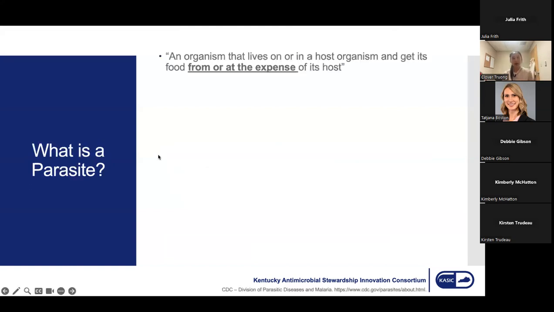With that, let's go over again the definition. What is a parasite? By definition, a parasite is an organism that lives on or in a host organism and gets its food from or at the expense of its host. So basically, it's more like a one-way relationship where the host, for example a human, will not really get any benefit from a parasite, but the parasite will get the food and the energy from us, at the expense of us.